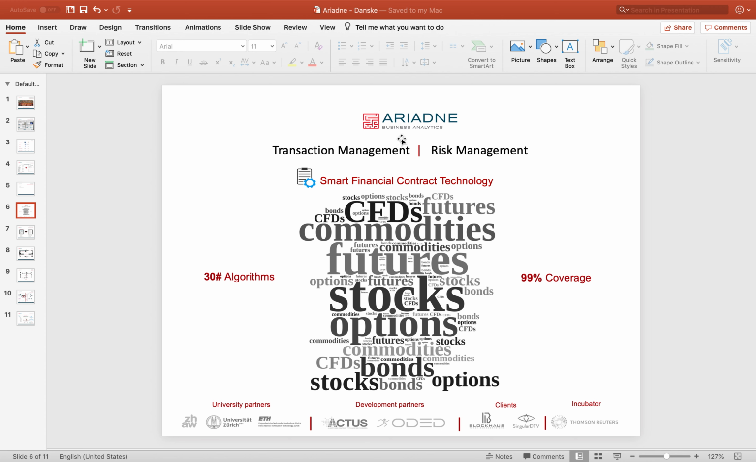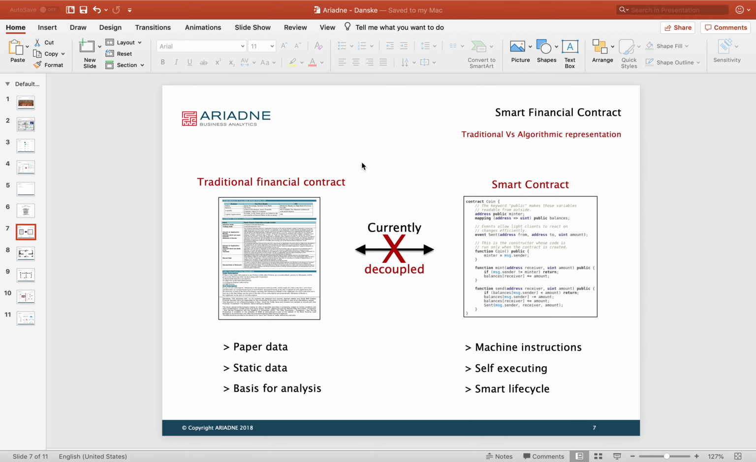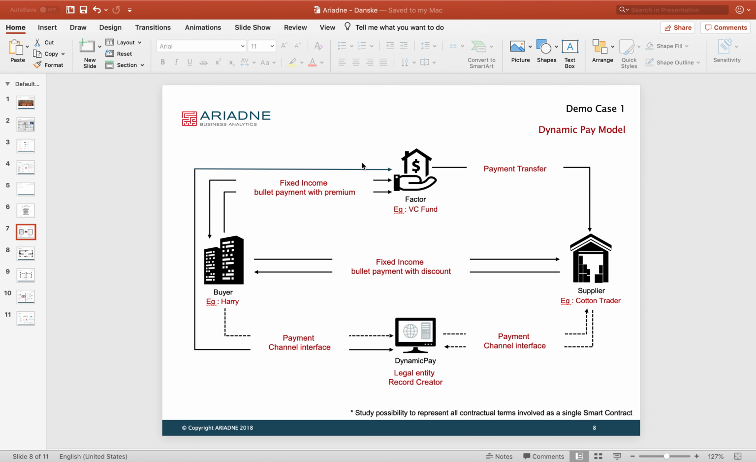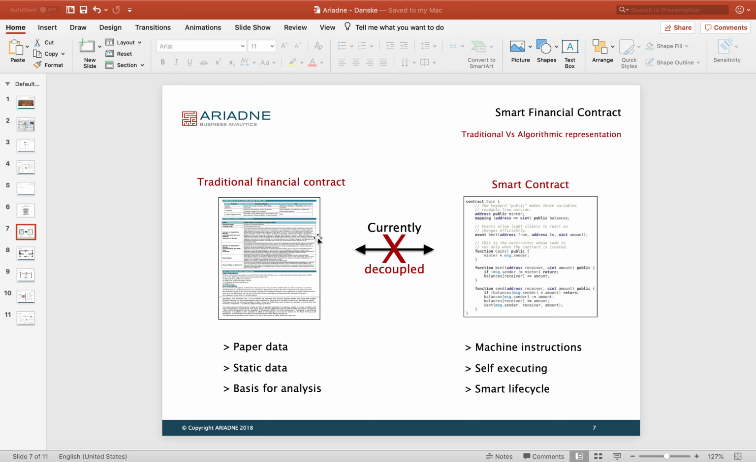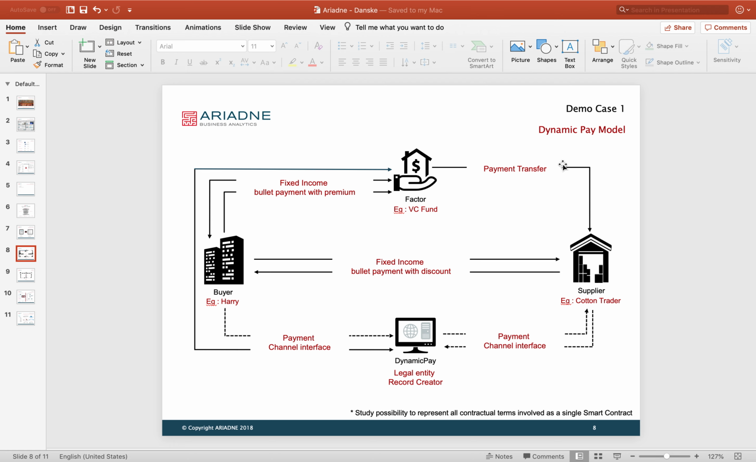Herewith, in this demo, I wish to walk you through how Ariadne's smart contract technology can benefit in the dynamic pay use case. Danske Bank will benefit with an enhanced transaction management system. On the other hand, all counterparties involved in this trade finance case can now digitally represent their agreement terms, execute transactions, and maintain history of transactions through the use of Ariadne. This is how it can be made possible.